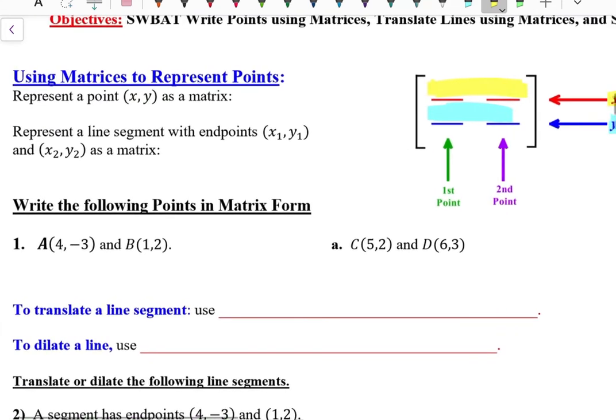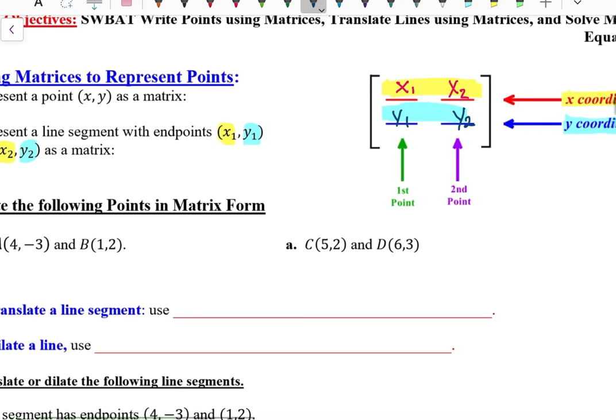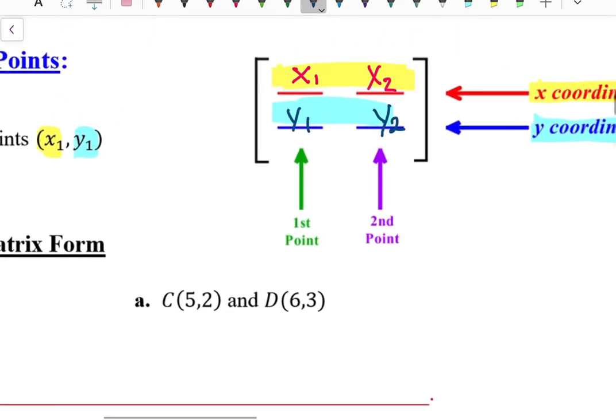So if we look at our endpoints x1, y1, x2, y2, these are my x coordinates, x1, x2. So those are going to go here. Then I'm going to put my y's in. Here are my y coordinates. Those are going to go at the bottom of the matrix. So y1, y2. And that's how I make a matrix out of points. Notice that x1 and y1 are lined up in their own column. That's the whole first point in the first column, where the whole second point is in the second column. So x is on top, y is on the bottom. First point in the front, second point in the back.